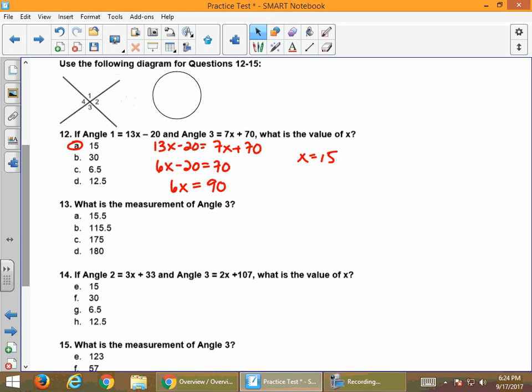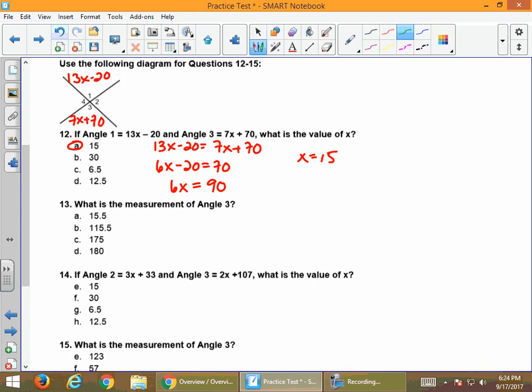I'm going to leave those just for a second, because number 13 says, what is the measurement of angle 3? We know that angle 3 is 7x plus 70. Well, we know x now. x is 15. And 7 times 15 is 105. So 105 plus 70 is 175. 175 degrees. Answer choice C.